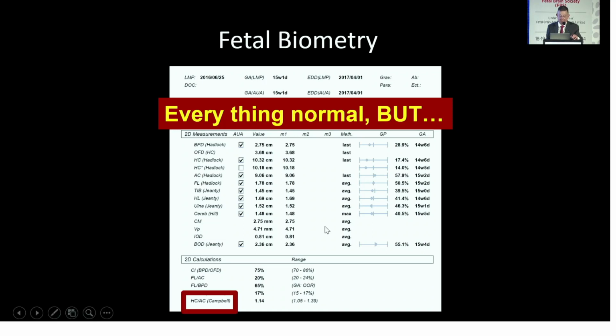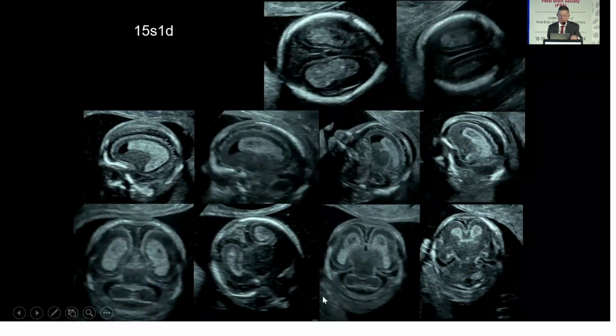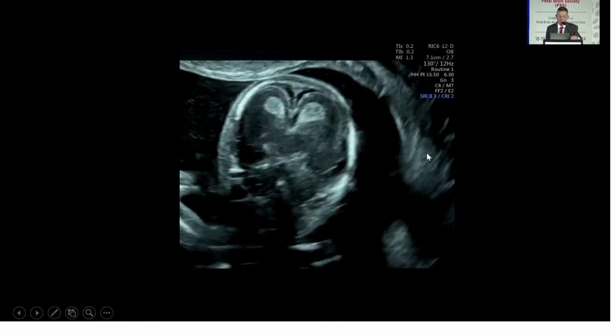It was the HC/AC ratio that actually was normal for the gestational age, but usually early in pregnancy, the HC/AC ratio is much more in favor of a large ratio. It's 1.2, 1.3. And this is the ultrasound. When you look at the ultrasound, what was clear is that there is too much fluid around the brain.